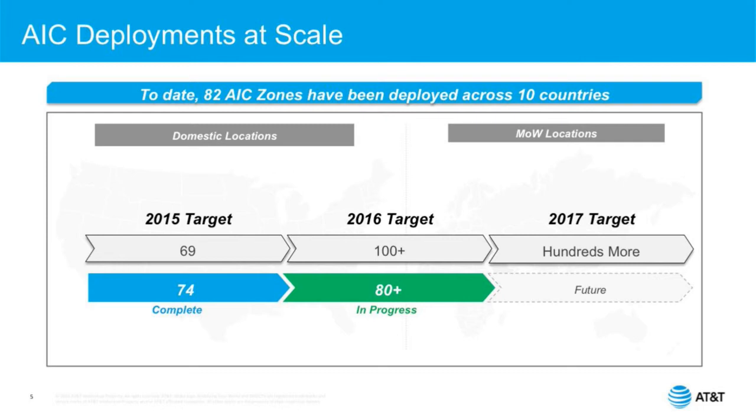As we go through this year, we have a target to be at 100 plus, and we are on track to meet that goal as we stand, although it's a challenge. We are on target to meet that goal. And then as we move into 2017 and beyond, hundreds and hundreds more zones.